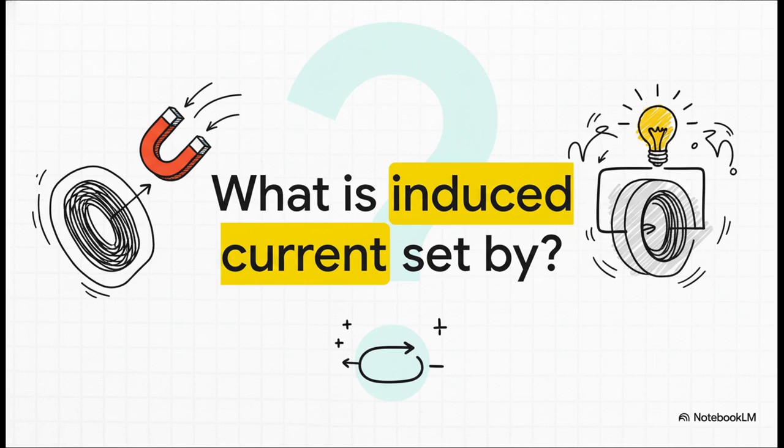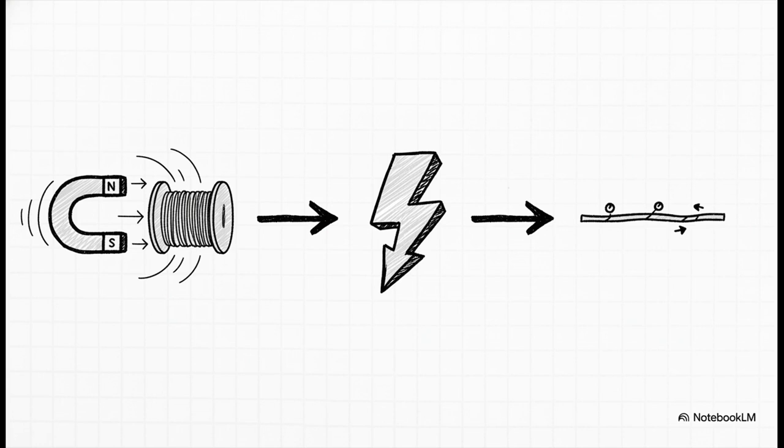And for our very last question, we've got a big conceptual one about electromagnetic induction. What's the fundamental thing, the root cause, that actually gets an induced current going in the first place? The bottom line is, you can't have a current without some kind of push. And in the world of induction, that push is called the induced electromotive force, or EMF. A changing magnetic field creates that EMF, and the EMF is what actually sets the induced current into motion. It's the core principle that makes everything from giant power plant generators to your wireless phone charger work.